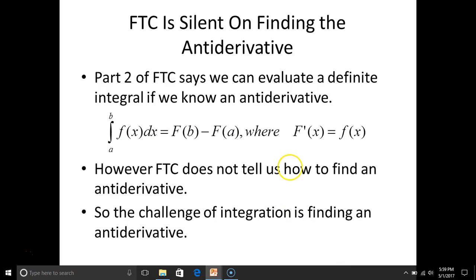Now, what's important to remember is that the fundamental theorem of calculus is silent on finding the antiderivative. It says if you know an antiderivative, then yes, you can evaluate a definite integral. But it does not tell us how to find it. And so the challenging part of integration is finding an antiderivative.